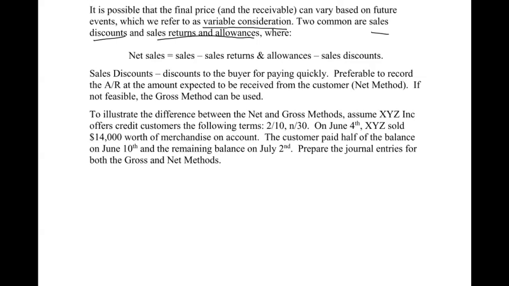If you can see, our definition here for net sales is our sales less our returns and allowances and our discounts. Both of these are contra revenue accounts, which means they will be debit balances. So when we record sales discounts in this example, it will be a debit balance.